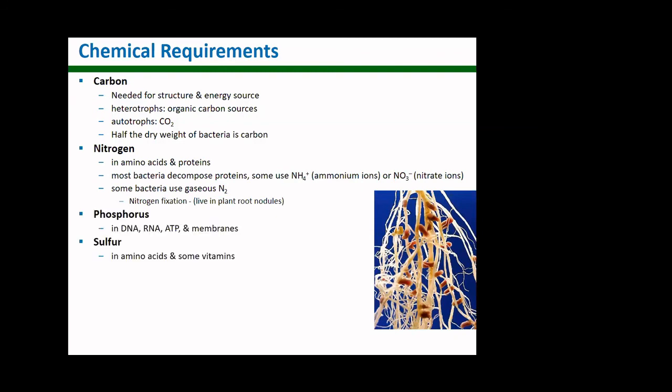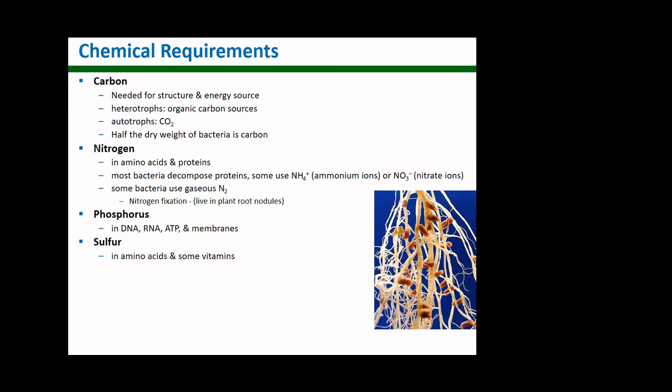Okay, our other important elements are nitrogen, phosphorus, and sulfur. Nitrogen is in amino acids and proteins and nucleic acids, and it's very, very important. Some bacteria can decompose proteins or break down proteins to get nitrogen out of them. A lot of them will use ammonia, which is a nitrogen-rich compound, or nitrate, which is also nitrogen and oxygen mixed together. A few bacteria can actually use the nitrogen in our air. The air we breathe is actually mostly nitrogen.